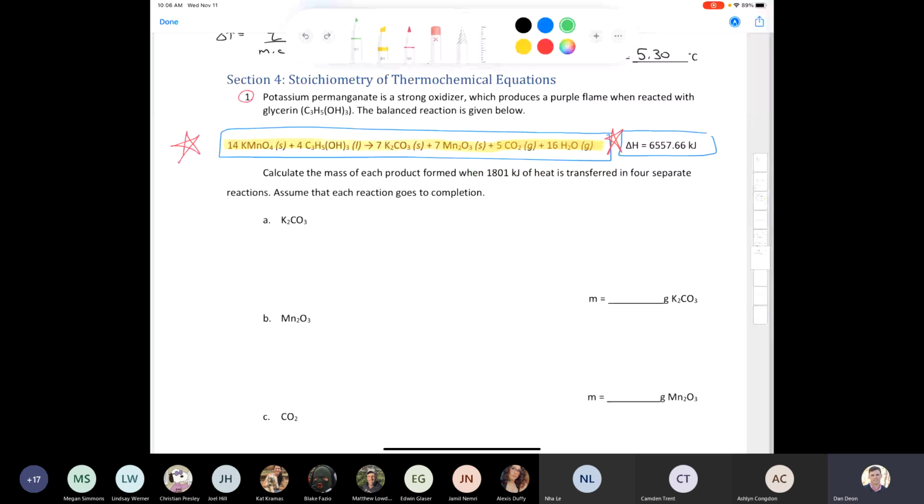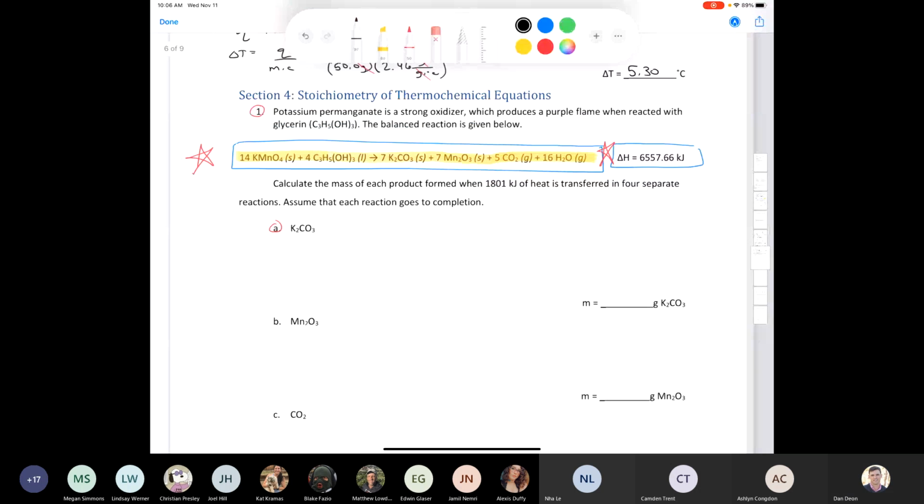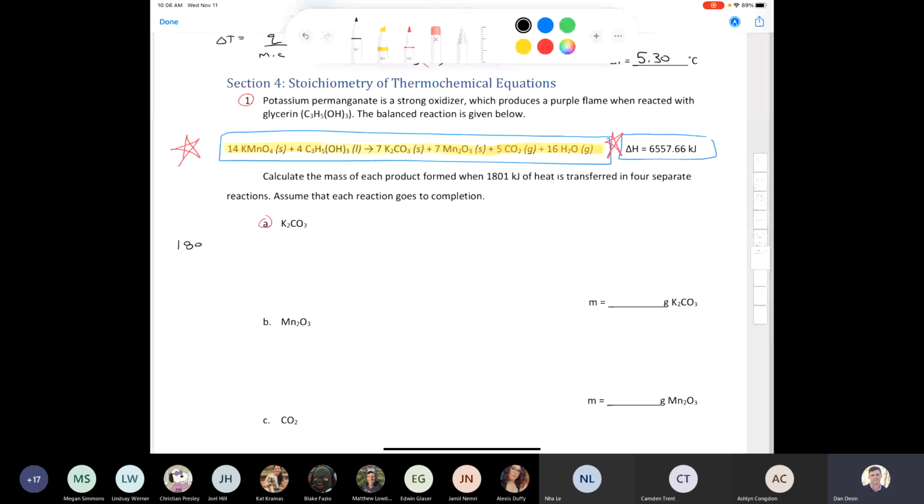Let's see how we would do this. We should solve this using dimensional analysis. If we were to release 1,801 kilojoules, and we know that our reaction releases 6,557.66 kilojoules for every 7 moles of K2CO3, then if we were to stop right there, kilojoules would cancel out, and you'd end up with the moles of potassium carbonate that is formed when you release 1,801 kilojoules of heat.